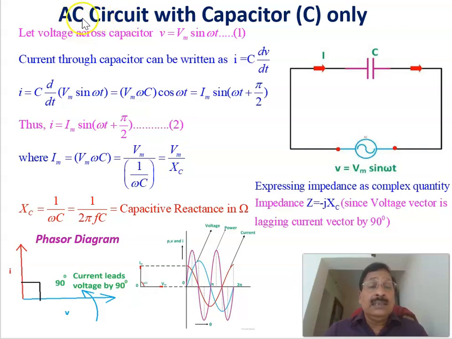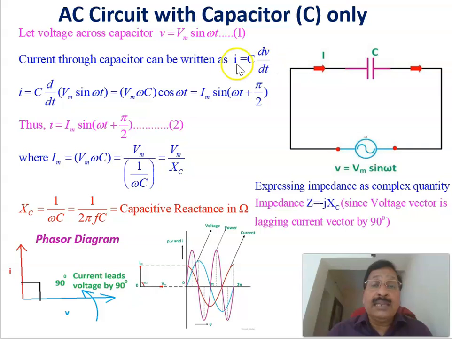Now let us see the AC circuit with capacitor only, C only. Same as we have seen in the inductor case. Here, Vm sin omega t is the applied voltage, applied across a capacitor of value C. In order to calculate the current and voltage, the voltage is taken as V equal to Vm sin omega t.